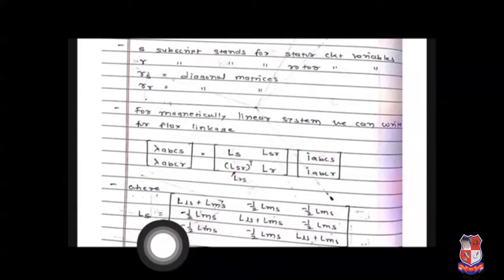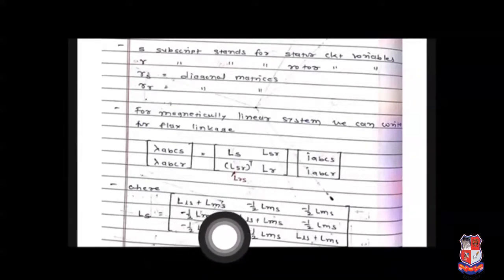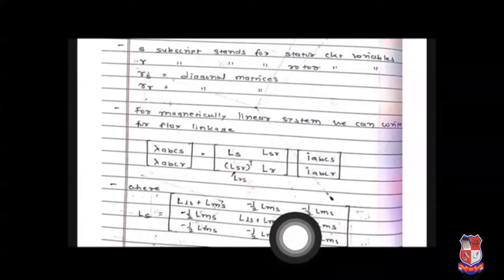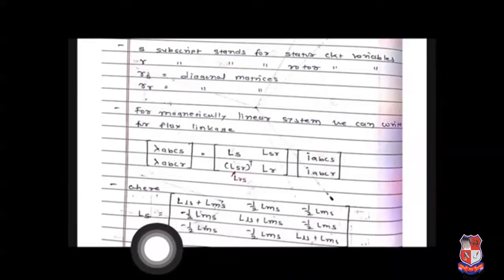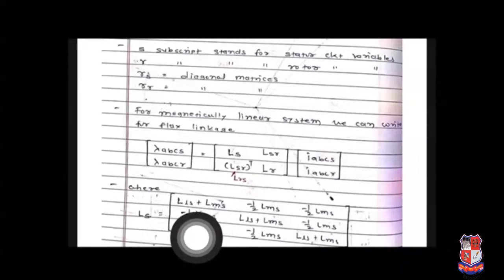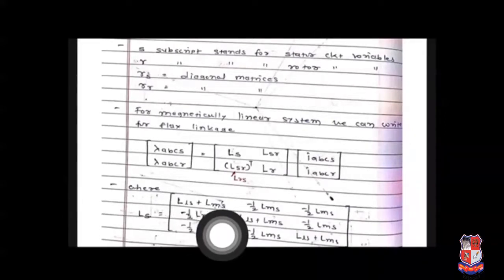So LS is simply given by LLS plus LMS. So all the diagonal elements are same, and off diagonal elements are minus 1/2 LMS. So LS is the stator winding inductance matrix, and LLS means leakage inductance, and LMS is the magnetizing inductance for the stator.